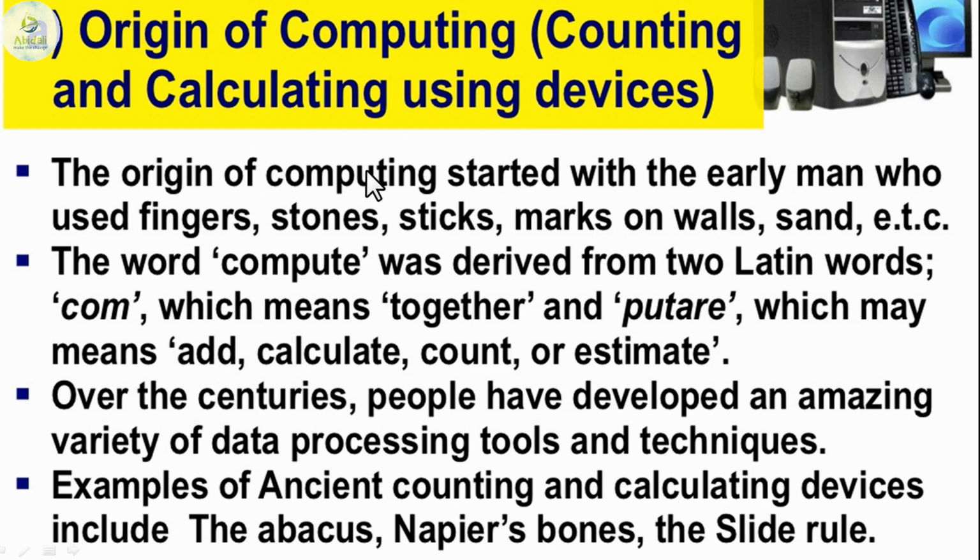The origin of computing started with early men who used their fingers to count 1, 2, 3, 4, or they used stones to count the figures, or sticks to count something, or they had marks. You can see the Roman numbers, or tally marks on the walls of ancient caves, or they used sand to measure the time, etc. These were the counting devices that first evolved: fingers, stones, sticks, marks on the walls, and sand, etc.